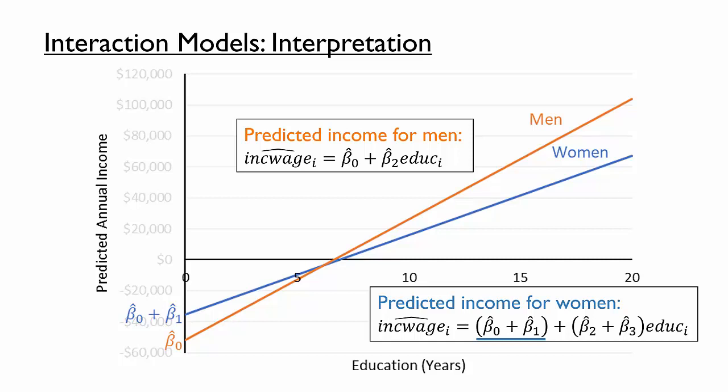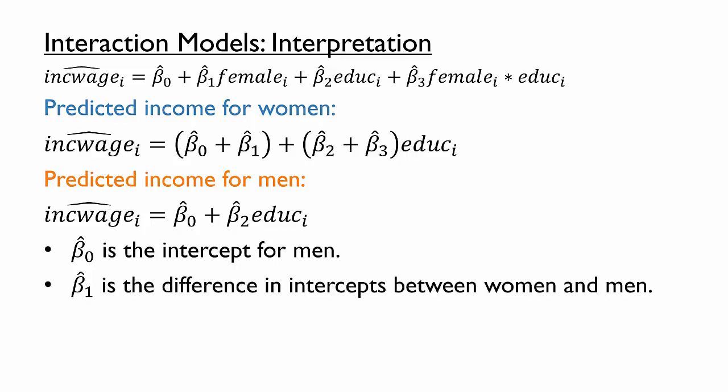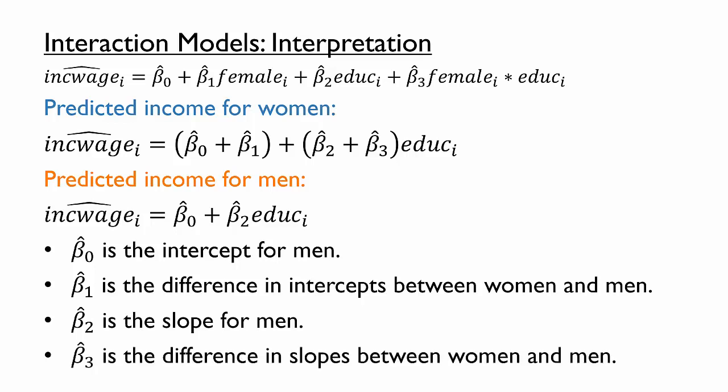Let's return to our interaction model and summarize what we've learned about the interpretation of each coefficient. Beta 0 hat, the interaction model's intercept, is the intercept for men in the income-education relationship. Beta 1 hat, the coefficient on the female variable, is the difference in intercepts between women and men. Beta 2 hat, the coefficient on education, is the slope of the income-education relationship for men. Finally, beta 3 hat, the coefficient on the female education interaction variable, is the difference in slopes between women and men.